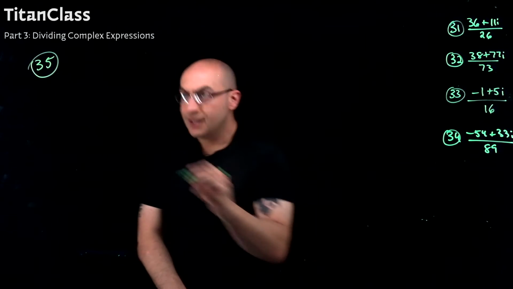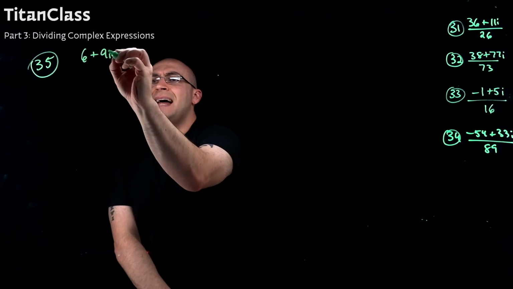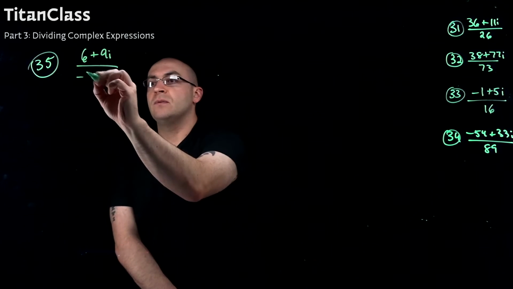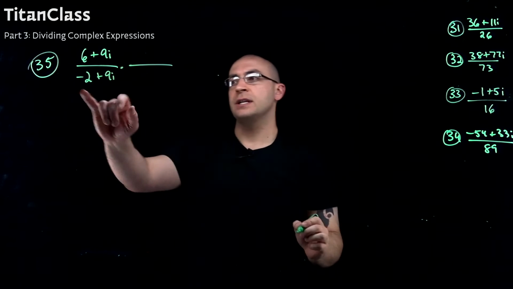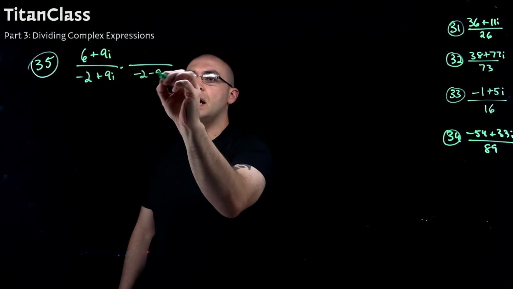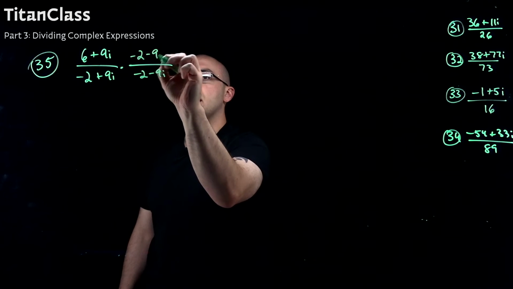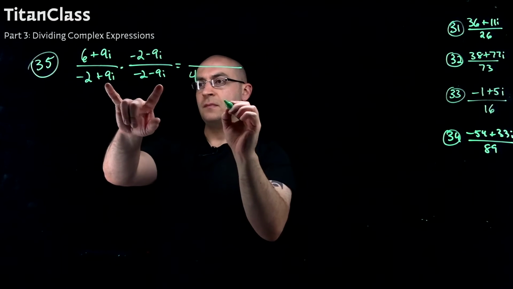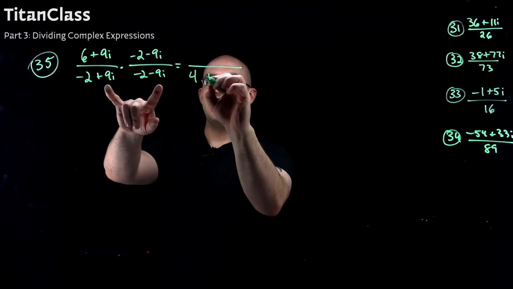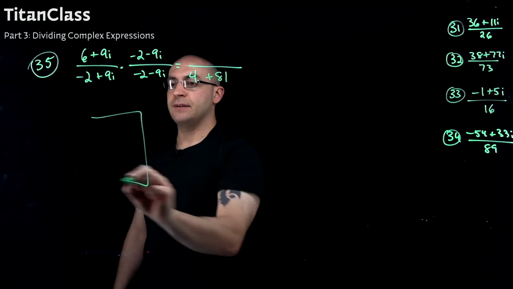35. 6 plus 9i over negative 2 plus 9i. Okay. The complex conjugate is negative 2 minus 9i, so negative 2 minus 9i on top as well. Multiplying the denominator gives 4. Negative 9i squared is positive 81. Area model the top.